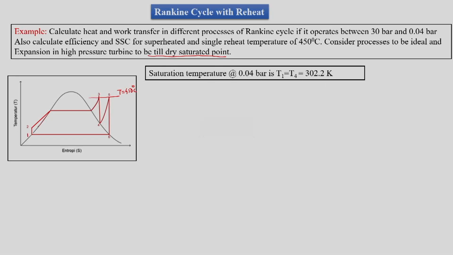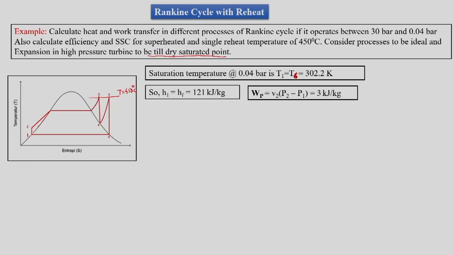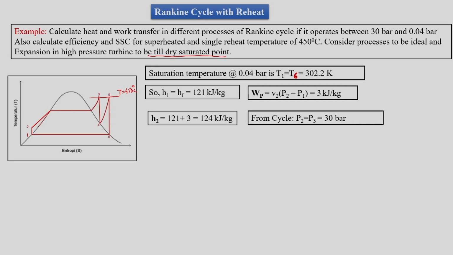The initial thing we know is T1 is equal to T6, which is 302.2 Kelvin, and H1 is equal to HF, 121 kilojoule per kg. We can find the pump work by the same formula, specific volume into delta P. We get it as 3 kilojoule per kg. So we know H2, which is 124 kilojoule per kg. From the cycle we have P2 is equal to P3.